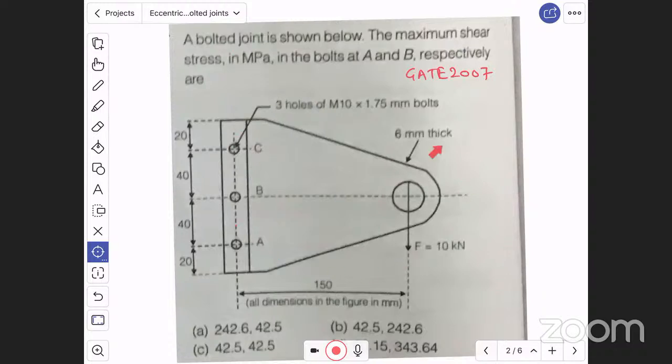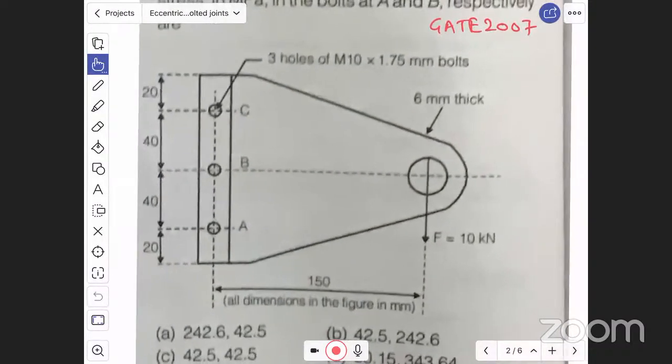Now see, for this type of loading, our target is to find maximum shear stress in bolt A and B. Distances are given. Carefully observe the diagram. All dimensions are in mm. ये फिगर में नीचे लिखा हुआ है.